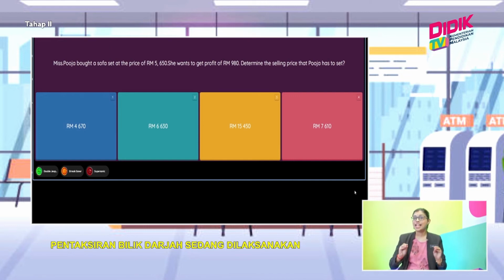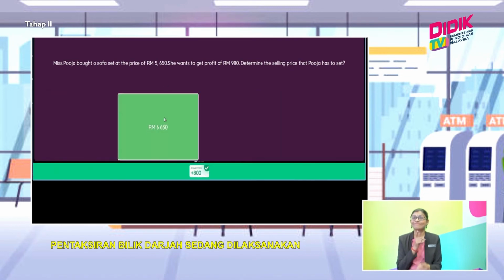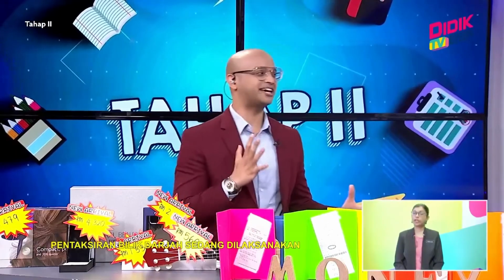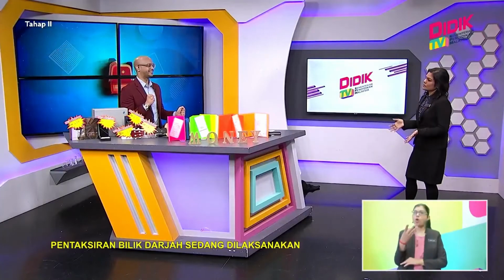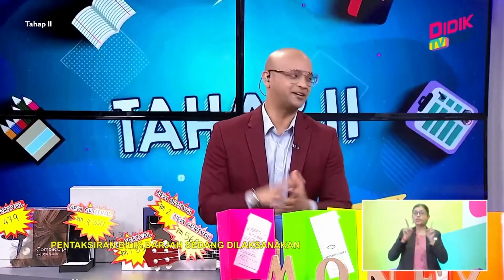Okay, so she wants a profit, right? So I have to add together the cost price and also the profit, and I get 6,630 ringgit. That's the one in green. Cost price you add with the profit. Yes, so that is the selling price. Yay! Correct. And now based on the quiz, how many stars do I get? Oh, you did well. So Sean, I'm going to give you another 50 stars. Thank you so much, teacher.